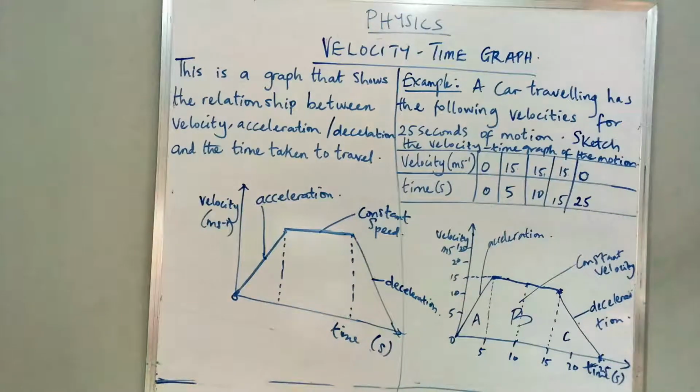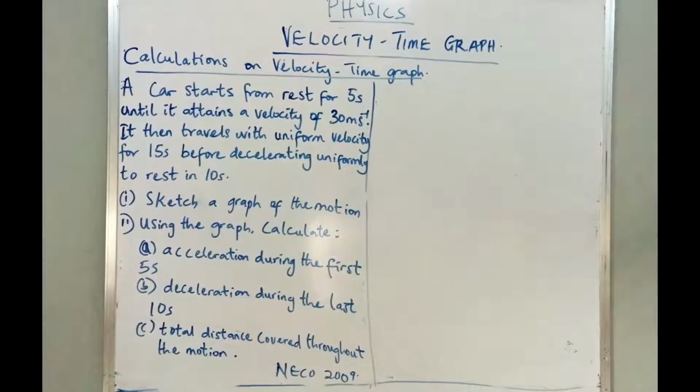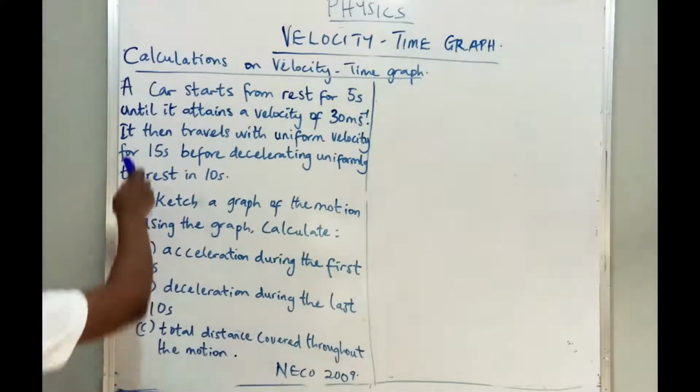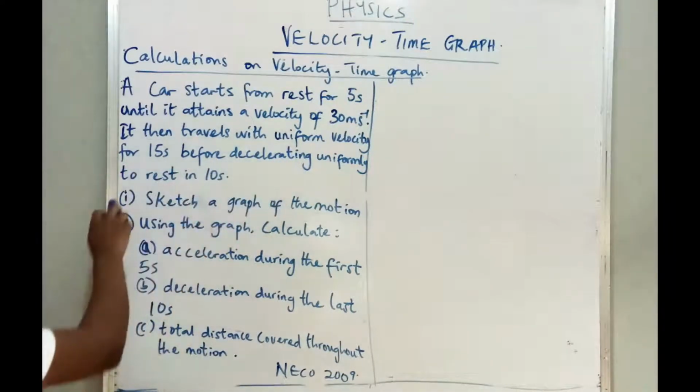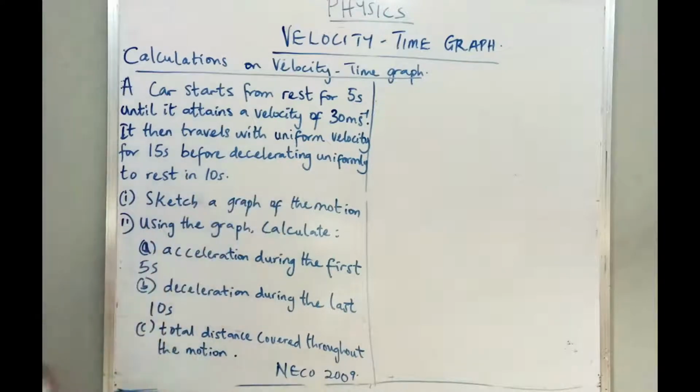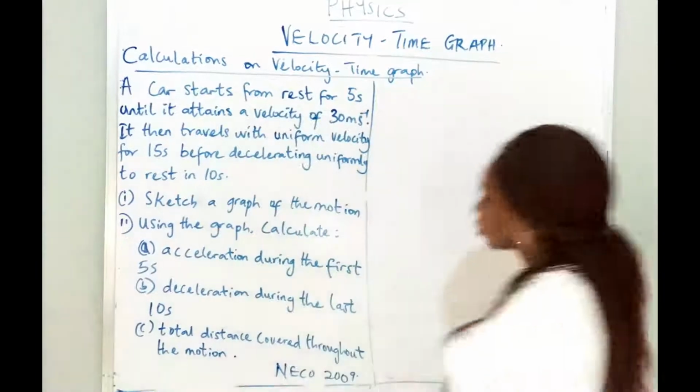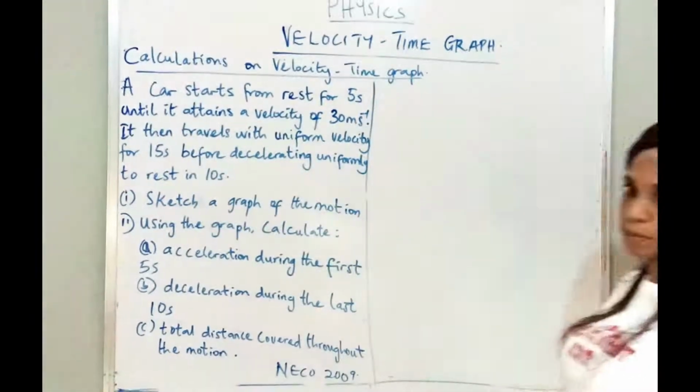So the next thing we will look at is how to solve problems using the velocity time graph. So let's solve some calculations on velocity time graph. The first question says that a car starts from rest for 5 seconds until it attains a velocity of 30 meters per second. It then travels with uniform velocity for 15 seconds before decelerating uniformly to rest in 10 seconds. So we are asked to sketch a graph of motion.